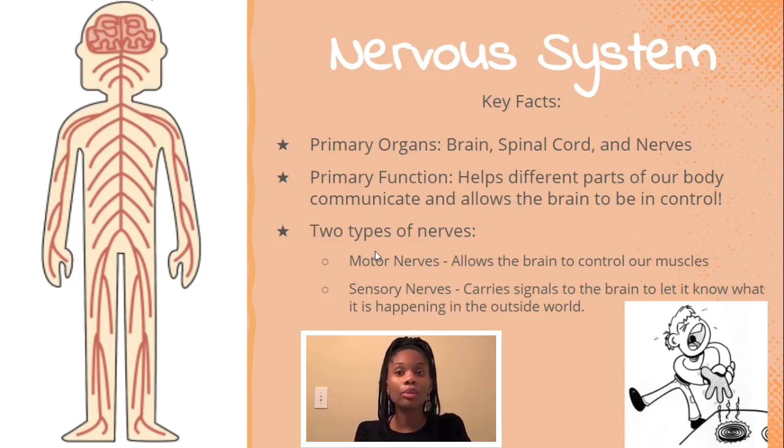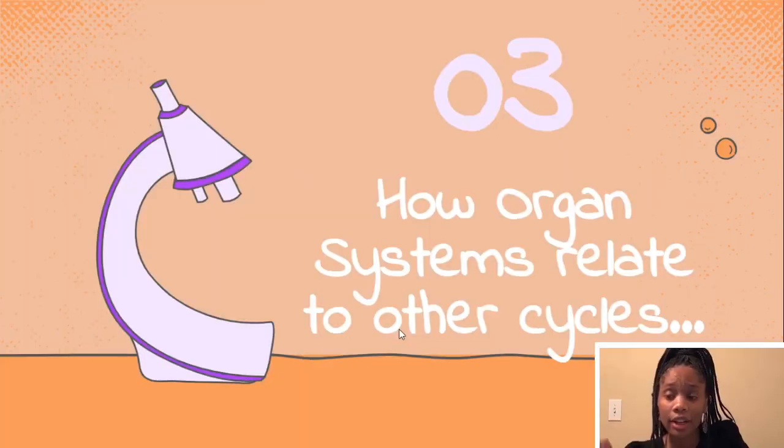Or say there's a fire somewhere. How do we know that there's a fire? Well, first we see it and we smell it. And that helps us to know that there's a fire and we need to get out of the way. Okay? All right. So that's the nervous system.